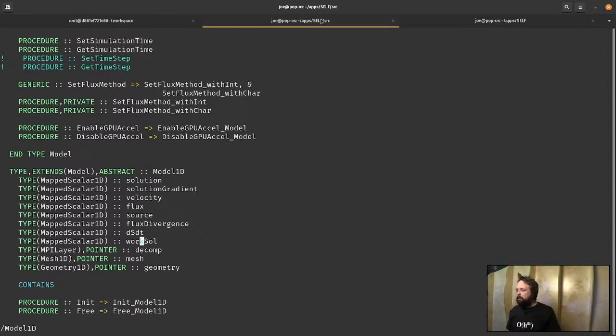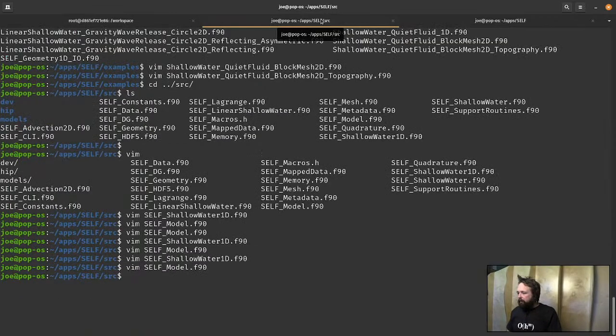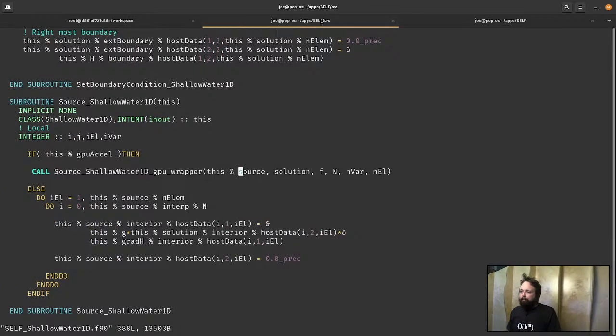In case you're curious, each of these mapped scalar 1D types are classes that house data that's interior to elements and data on the boundaries of elements, and for each of those, it hosts those on the CPU and the GPU. And there are methods underneath the hood to be able to transfer data back and forth, so you don't really have to think about a lot of that stuff. It's really handled deeper down inside of SELF. Of course, they have interpolants that are associated with them.